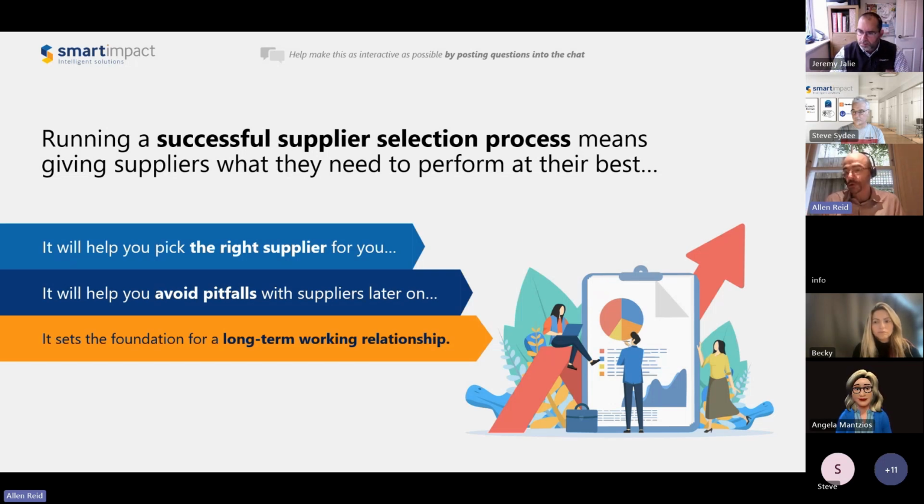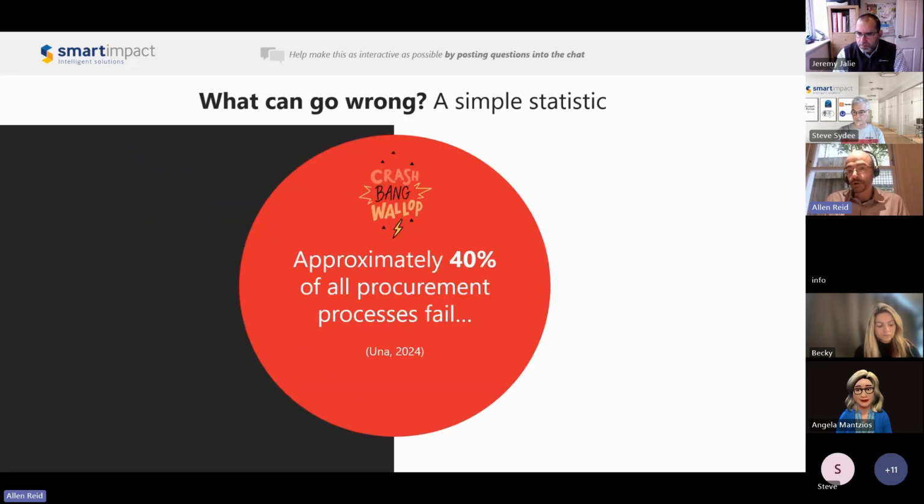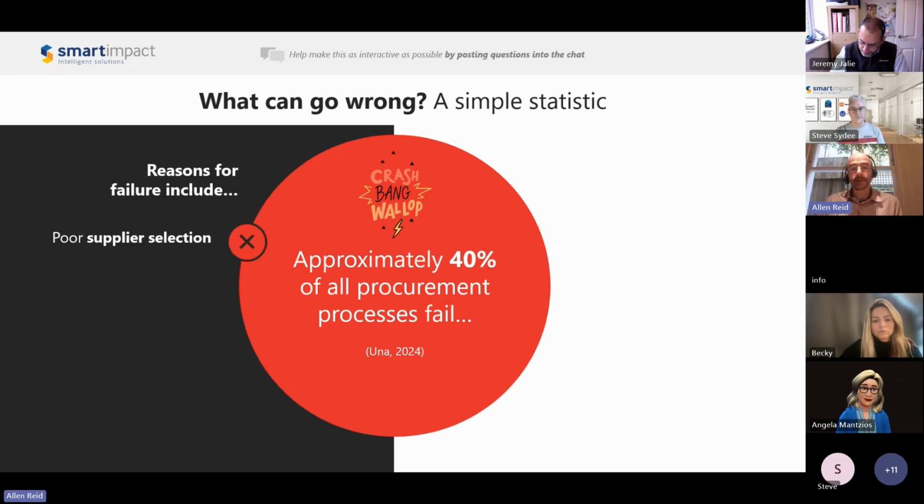So simple stats on what can go wrong. A really terrifying 40% of procurements fail, which is where people are arguing afterwards. Potential legal disputes. Certainly, the project is severely hindered by arguments and mistrust with the supplier. So some of the biggest problems lie in a poor selection process where you're not giving enough time for conversations and clearing up misunderstandings.